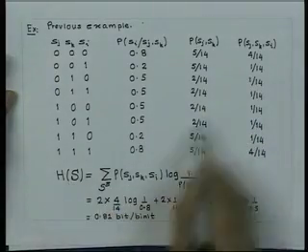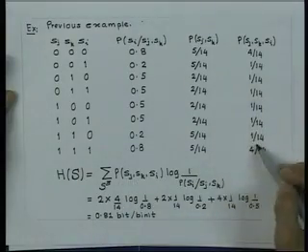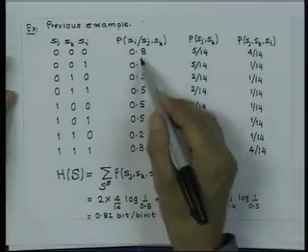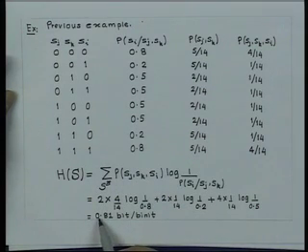And then you just take these values. I have these values for each of these. I have got 8 values here, I have got 8 values here. Just plug them into this, and what I get is 0.81 bit per symbol.